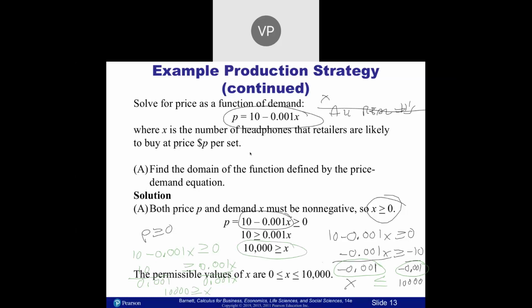So the permissible values of x, the domain is, we already said it's got to be bigger than 0 or equal to 0, and now we found it's got to be less than or equal to 10,000. So your domain is everything in between 0 and 10,000. So it's going to take a little bit more work on these word problems when you talk about the domain because of these two extra factors. Okay, so like always, pause if you need to review this, and I'll erase things and move on.